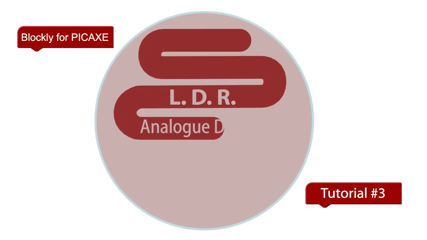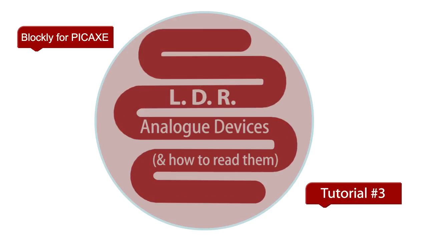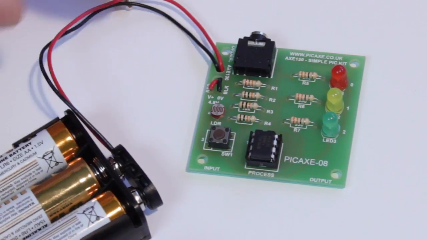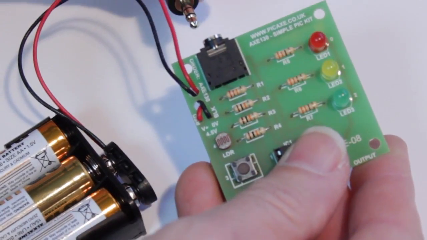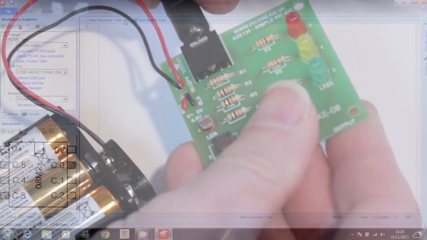Hello, and in this third Blockly for PICAXE tutorial, we'll show you how to read input values from an analogue device, such as an LDR, a light-dependent resistor. Connect power and your AX27 cable to the project board. We're using the AX130 for this demonstration.